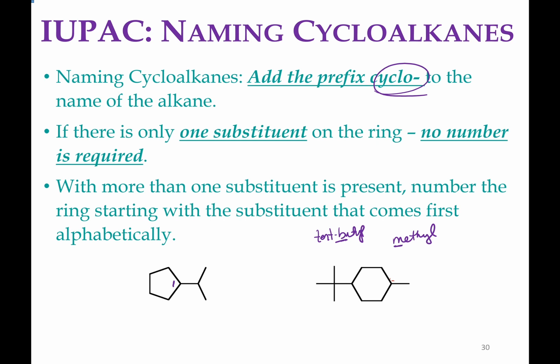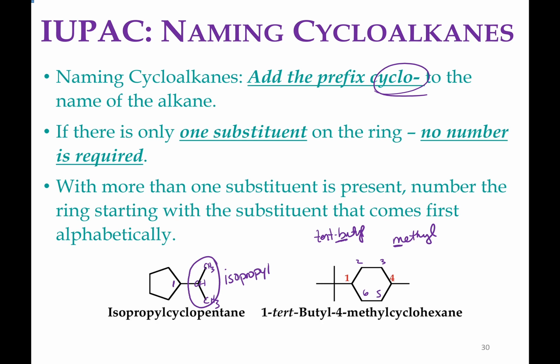So this one here, what group is this? CH, CH3, CH3. If you remember from the last video, that is isopropyl because there's 3 carbons total. So this would be isopropyl cyclopentane. This one we would have to number. Which one gets number 1? The tert butyl or the methyl? Well, it's going to be the tert butyl because B comes before M. So 1, 2, 3, 4, 5, 6. It's going to be a cyclohexane, but it's going to be 1 tert butyl, 4 methyl cyclohexane. So that's a really long word, right?